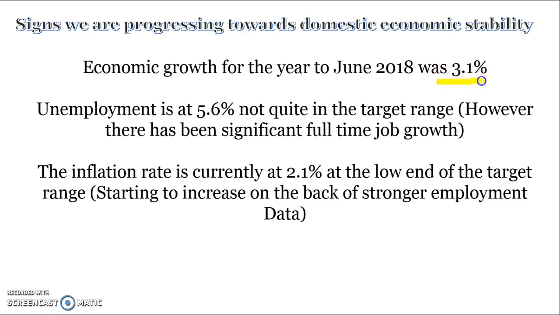But economic growth has increased to 3.1%. Unemployment's at 5.6%, so not quite within the target range. So that's the one that's outside the range still, but definitely moving towards that 4 to 5%. And the inflation rate's at 2.1%, which means that it's within the range and at the lower end at the moment. And the slight increase in inflation recently, it was below 2%, has been on the back of stronger employment data and the fact that the labour market's getting a little bit stronger, which is creating wage growth and also more consumption.